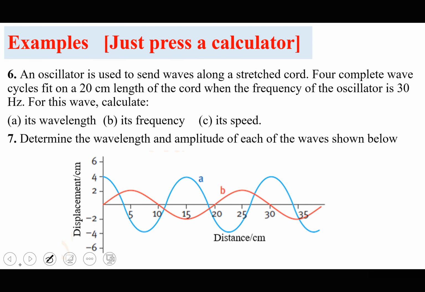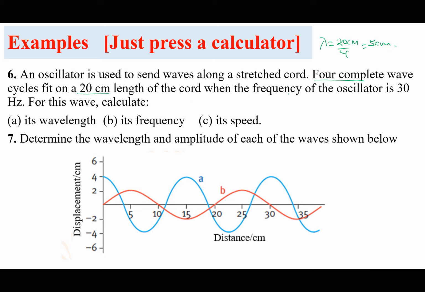An oscillator is used to send waves along a stretched cord. Four complete wave cycles fit on a 20 centimeter length. So if I have 4 complete wave cycles on 20 centimeters, it means one cycle, which will be the wavelength, is going to be 20 centimeters divided by 4. So the wavelength of one cycle is 5 centimeters.